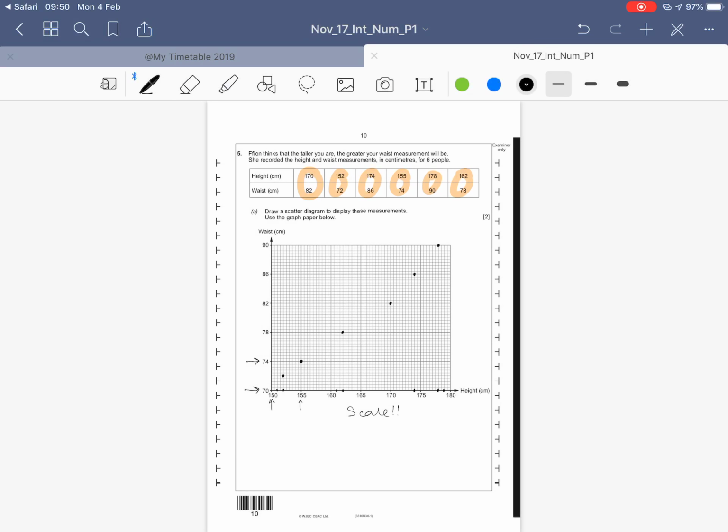So now as I look at my scatter diagram, I can see that there's quite a strong line of best fit. I can see that the points are almost in a straight line already. So I can plot a line of best fit quite easily on the picture if I need to.